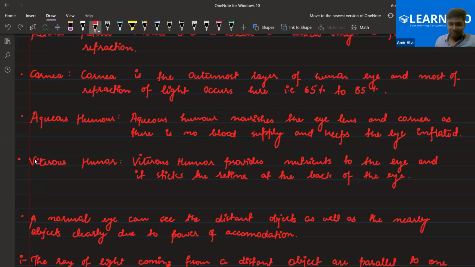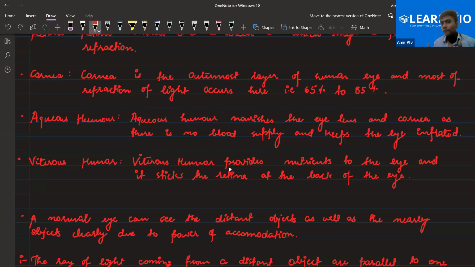Okay. So vitreous humor provides nutrients to the eye, and it sticks the retina at the proper place. Our retina is held by the vitreous humor, and it keeps the eye inflated, so our eye is in a spherical shape. Vitreous humor is present in the eye just like a balloon filled with water, right? The water makes the balloon spherical. That's what the vitreous humor does. It provides the proper spherical shape to the human eye.